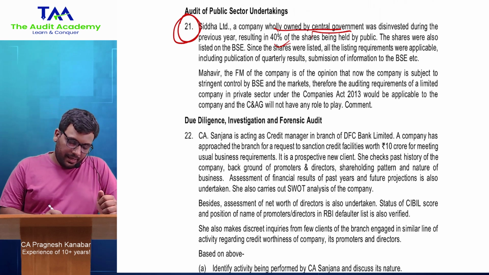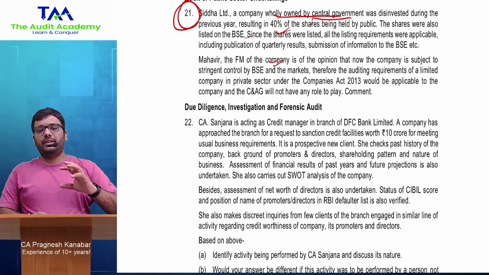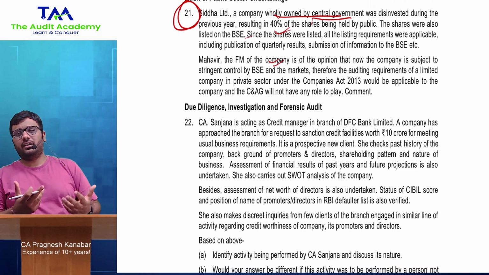ओके, द शेयर्स आर आल्सो लिस्टेड ऑन BSE एंड स्टफ, दैट इज फाइन. अब मैनेजमेंट बोल रहा है दैट बिकॉज 40% डिसइन्वेस्टमेंट हो गया है, द कंपनी हैज अज्यूम्ड प्राइवेट कैरेक्टर एंड CAG शुड नॉट इंटरफियर इन इट. ऑब्वियसली CAG विल इंटरफियर, दिस इज अ गवर्नमेंट कंपनी.